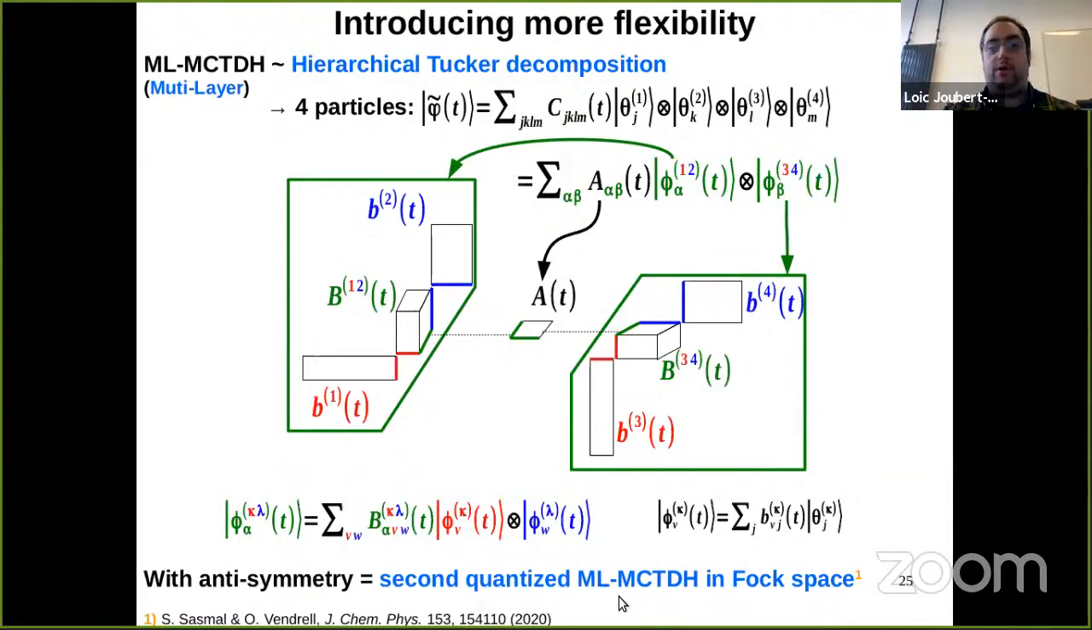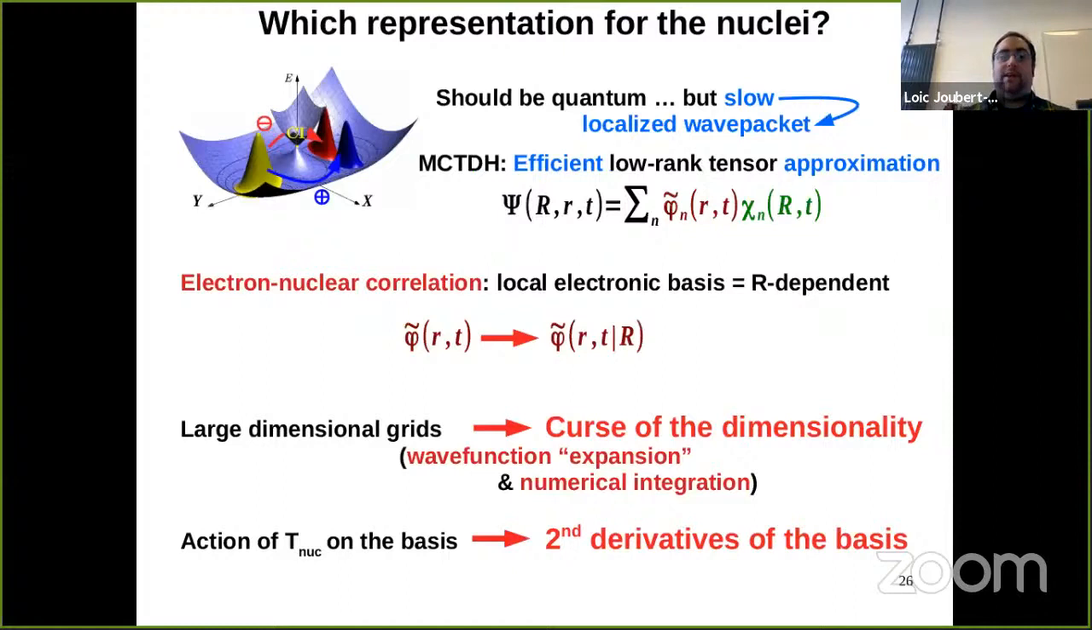wave packets. But let's go back to the problem of the nuclei and also the correlation between the electron and the nuclei, because this is where it can get also a bit difficult. So we know that the nuclear wave packet should be quantum, but we know that it's also slowly evolving on the time scale that we are interested in. So we can think that the wave packet will remain rather localized, and we can use MCTDH quite efficiently to represent these wave packets.